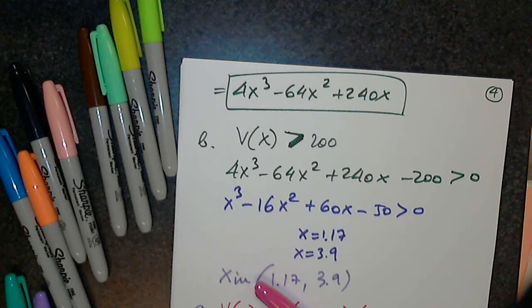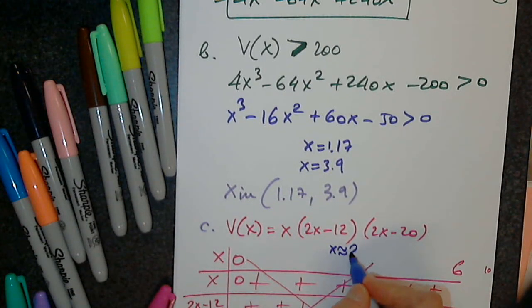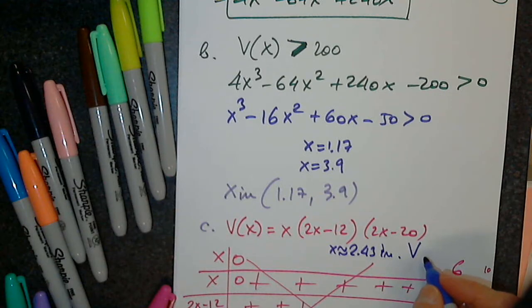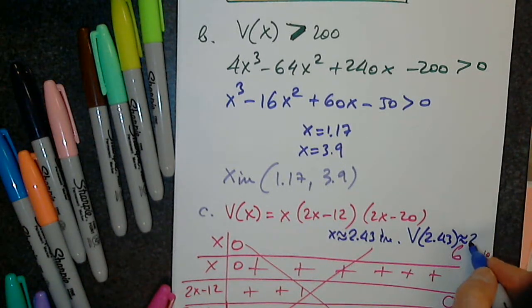So choose 4. And I see the maximum is somewhere between 2 and 3. So I'm going to say 2, enter, 3, enter, enter again. I'm not going to guess. It will give us the maximum. So when x is approximately 2.43 inches, of course, what will be the volume of 2.43 roughly? Approximately 263, I would say.